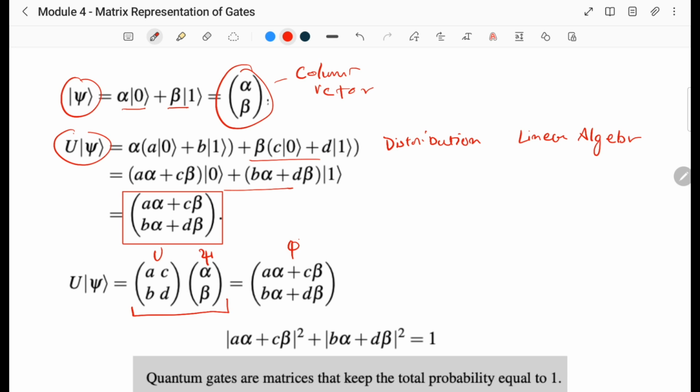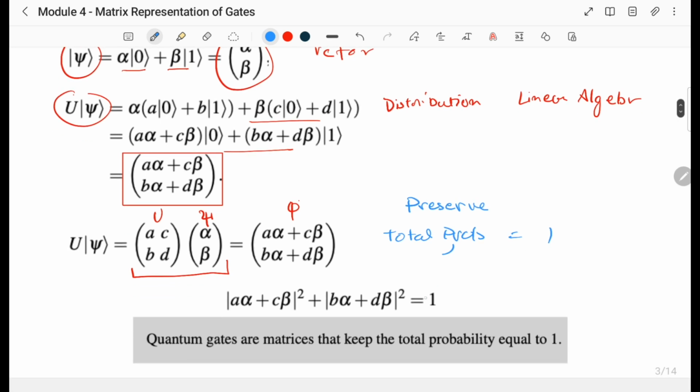Another important thing is that the matrix representation automatically preserves, or must preserve, the normalization. That is, the total probability of observing a state should still be 1, which you can easily follow through this notation here. So quantum gates are matrices that keep the total probability equal to 1.